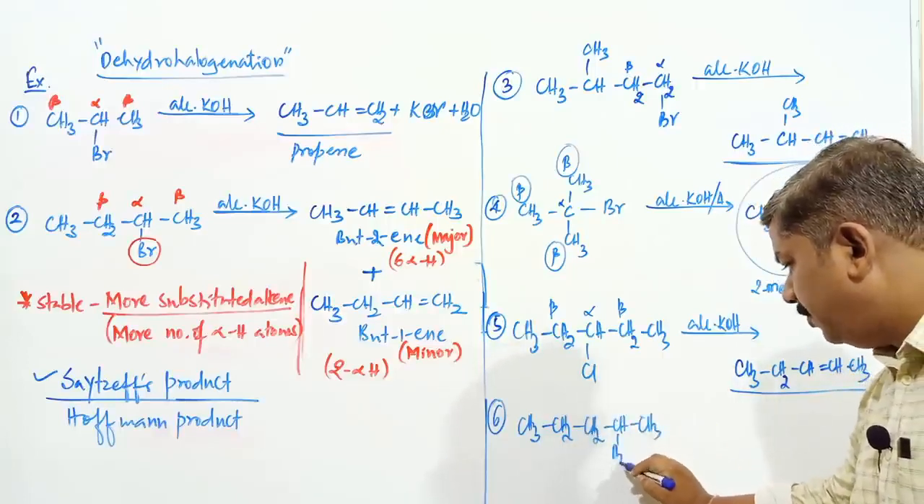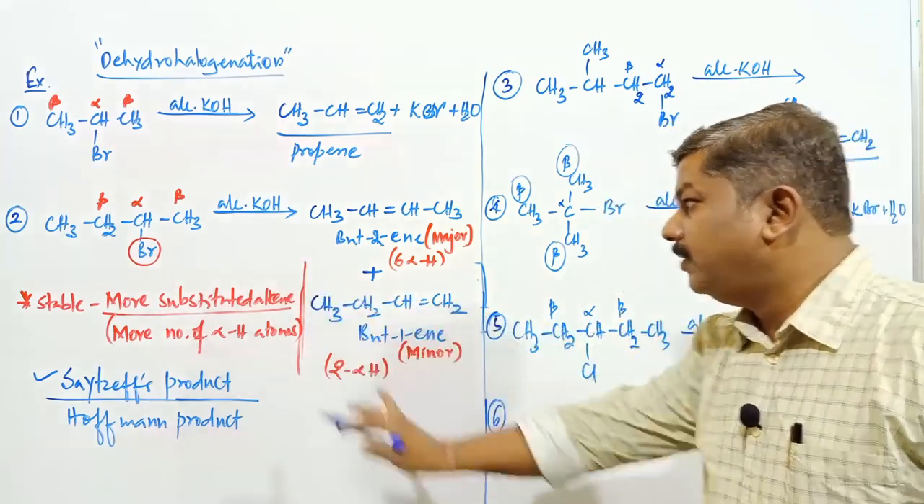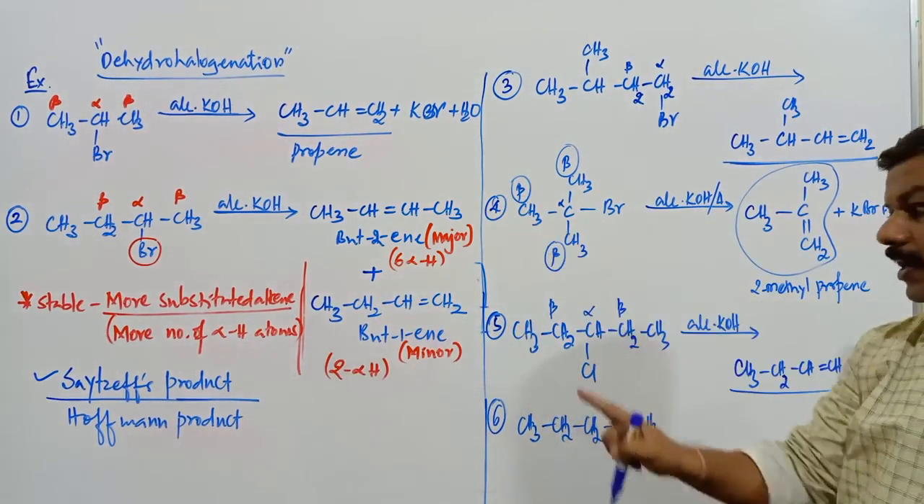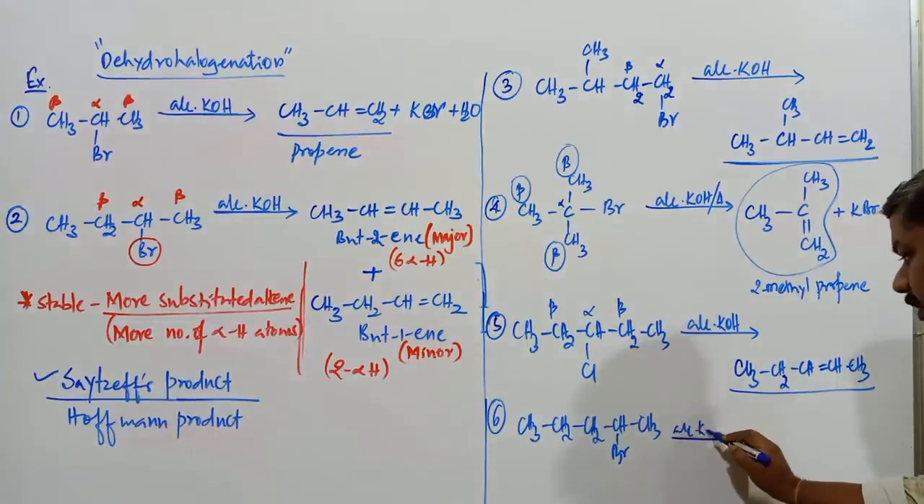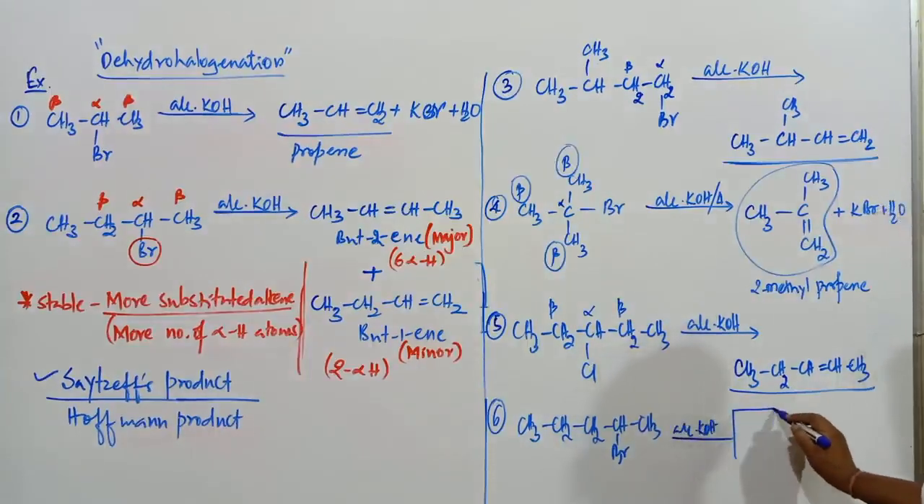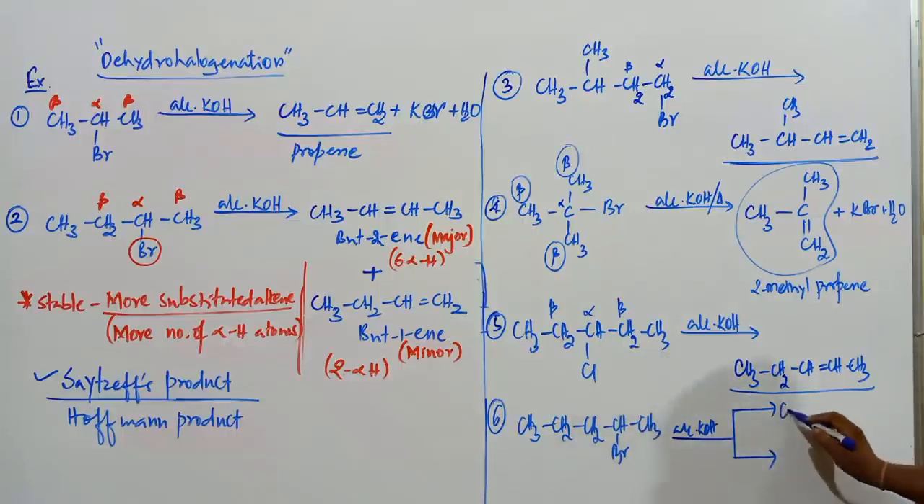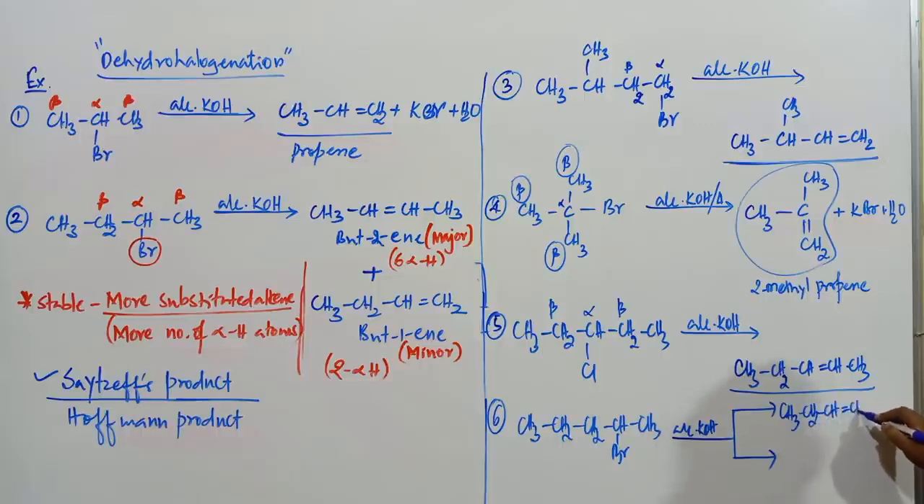Similarly, let me take another similar type of compound, with CH3 and Br. This example is very similar to that one, but there I had only 4 carbon atoms and here I took 5 carbon atoms. When this is treated with alcoholic KOH, 2 different products are possible. One product is CH3, CH2, CH=CH, CH3. The next product is CH3, CH2, CH2, CH=CH2.